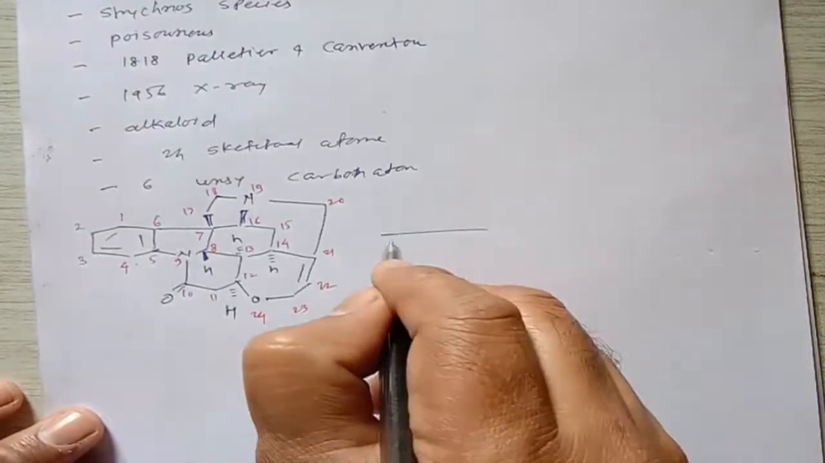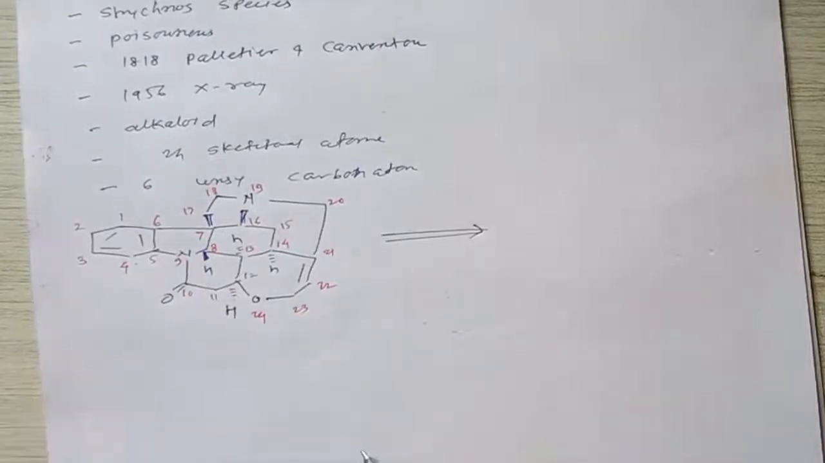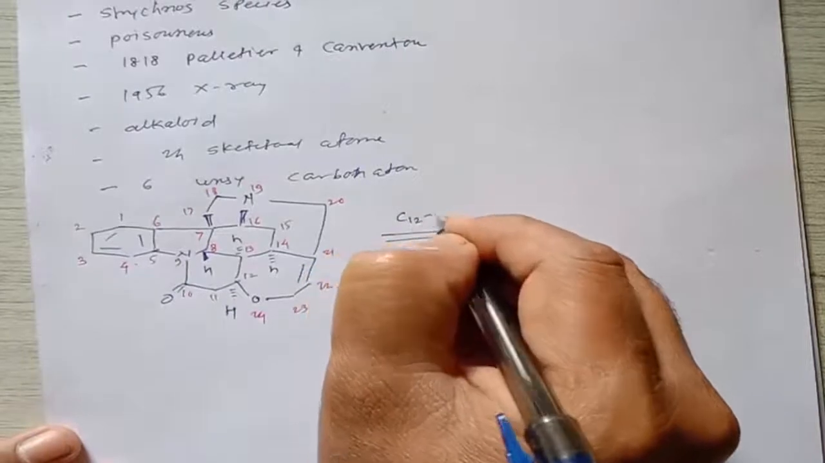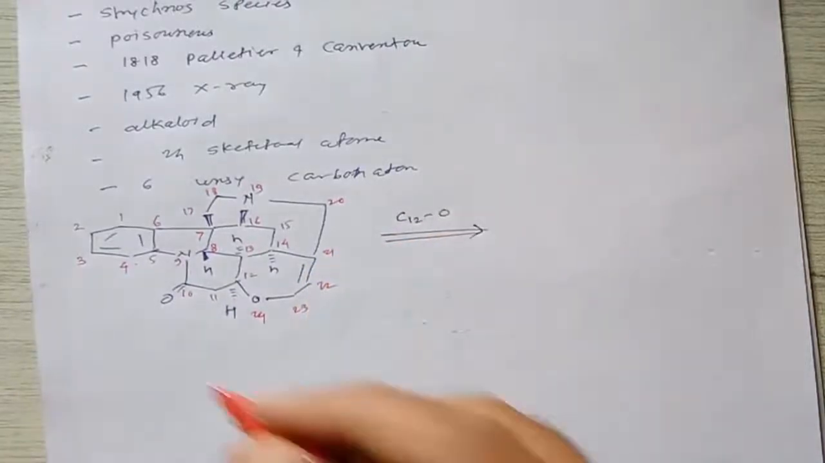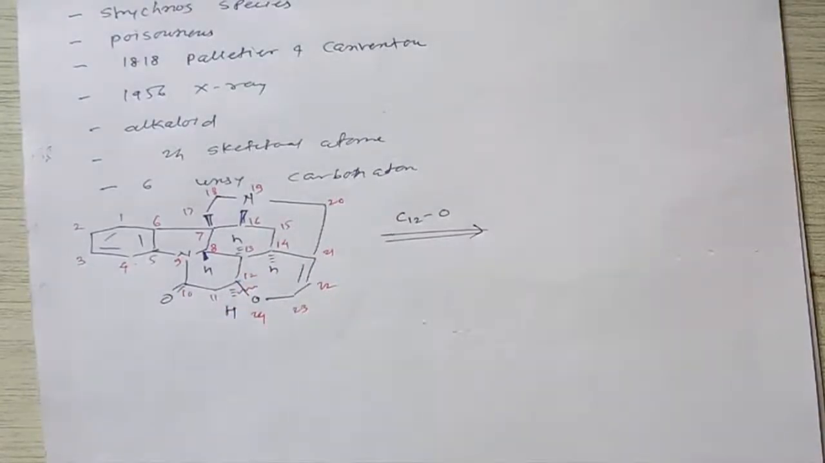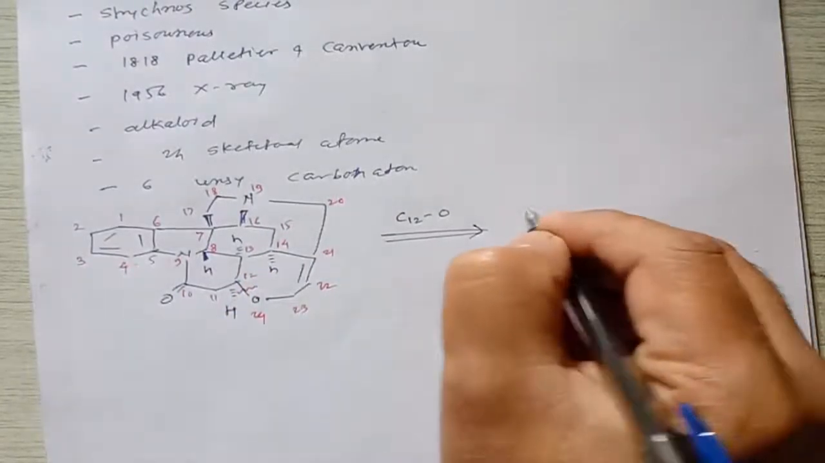In the retrosynthesis, we can see that first there is a carbon-oxygen bond which can be broken, that is the C12-oxygen bond. You know what the C12-oxygen bond is? So this bond can be broken here, that is C12-oxygen, and then what does it give?